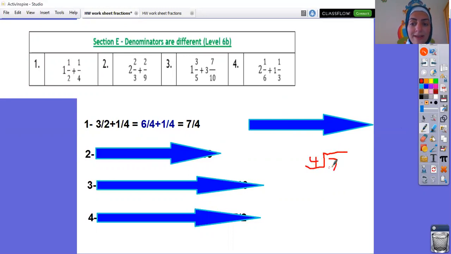How many quarters do I have in the 7? You have 1, right? Just make 7 divided by 4. Let's write it here. 7 minus 4 equals 3.